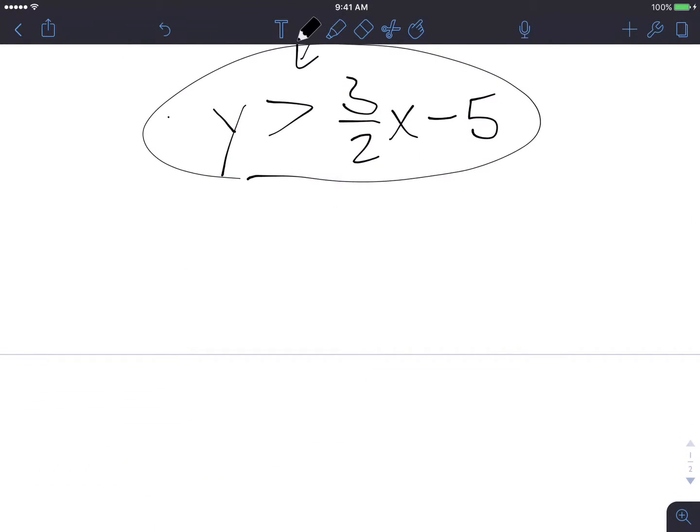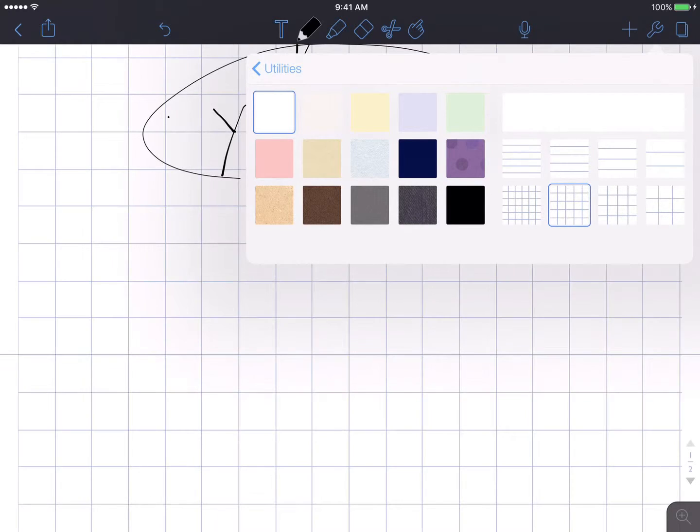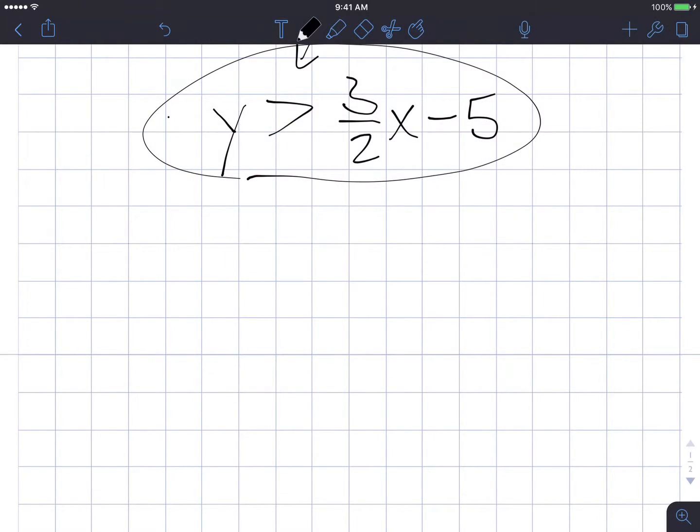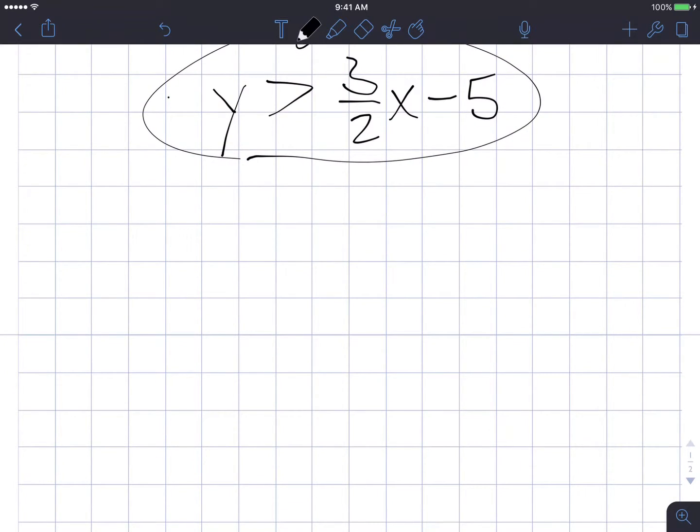So I'm going to just draw a little. Actually, I wonder if I could change this to graph paper. Oh, cool. We have graph paper. Okay, so let's graph this. Our coordinate plane, x, y.